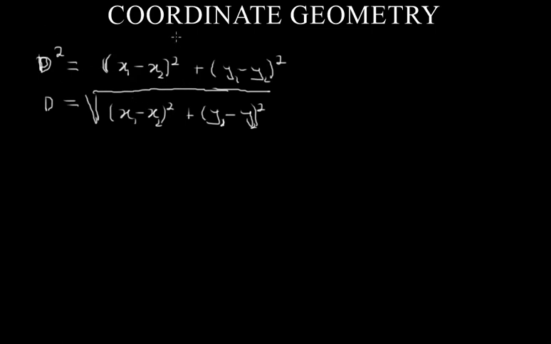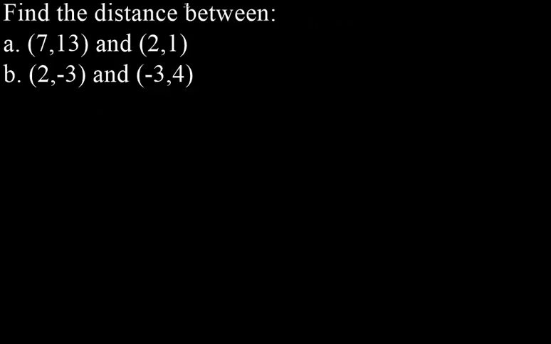So now let's look at a few examples that will help us understand this concept a bit more clearly. So here we are, friends. We are given a question, and the question says, find the distance between A, (7,13) and (2,1), B, (2,-3) and (-3,4). So how do we go about tackling this question as additional mathematics students? So here's how we do it. Solution. Let's start with A. For A, we are given 2 coordinates.